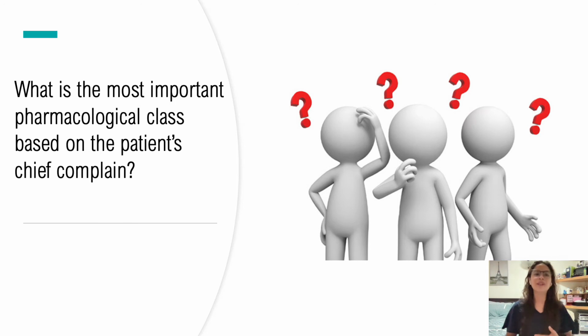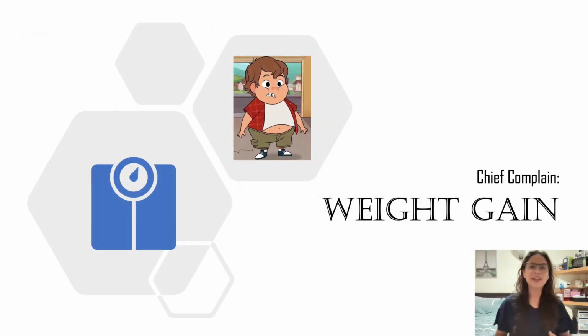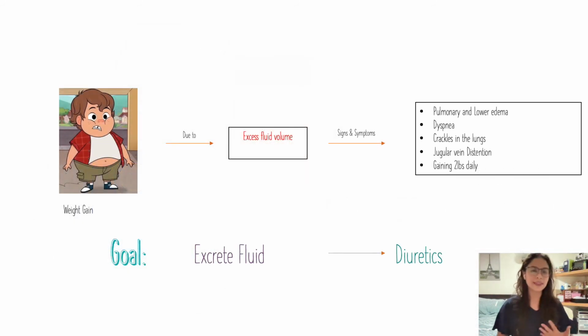Hi, I am Ella Catrice Diomampo and I'll be discussing the most important pharmacological class based on the patient's chief complaint. So from the scenario, the patient's chief complaint is weight gain. This weight gain is actually due to the excessive fluid volume. As we can see from the signs and symptoms of the patient, which is pulmonary and lower edema, there's dyspnea, there were crackles in the lungs, jugular vein distension, and gaining of 2 pounds daily.